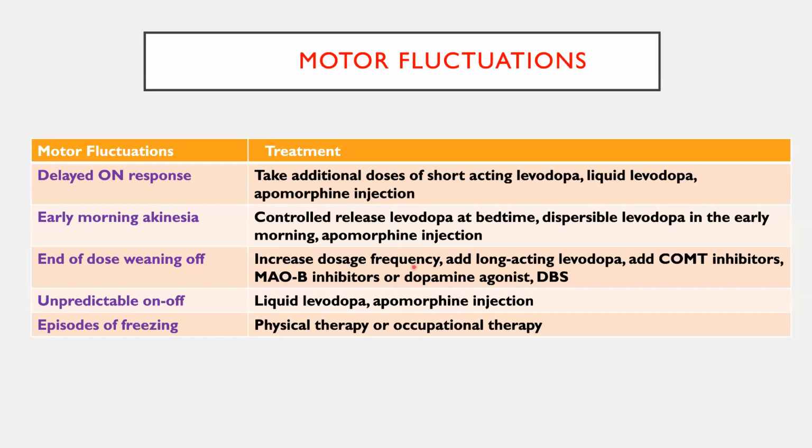Okay, so you can increase the frequency of levodopa so that you can treat the end dose effect. Or you can add a long-acting levodopa preparation, or you can add a COMT inhibitor, MAO inhibitor, or dopa agonist in the dose weaning off phenomenon. In the setting of unpredictable on and off, better options would be apomorphine injections or surgical intervention.